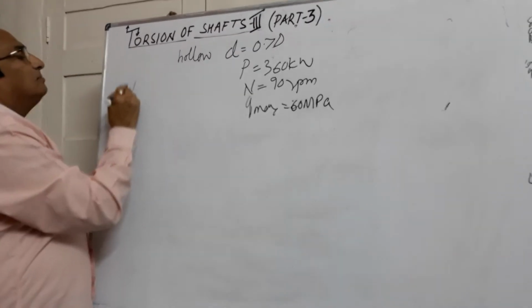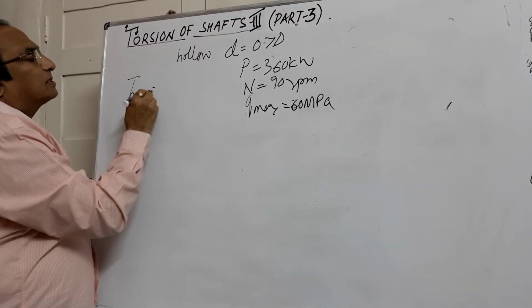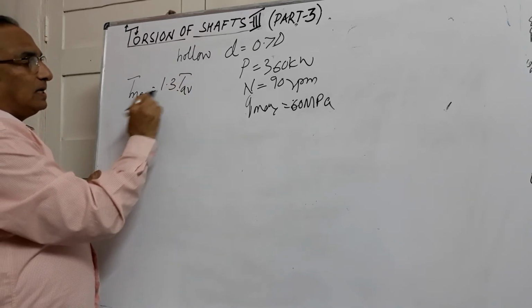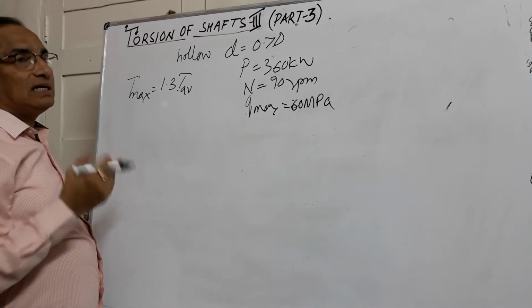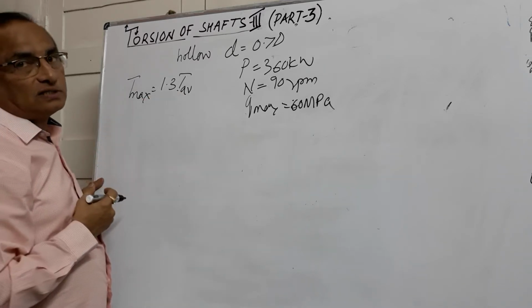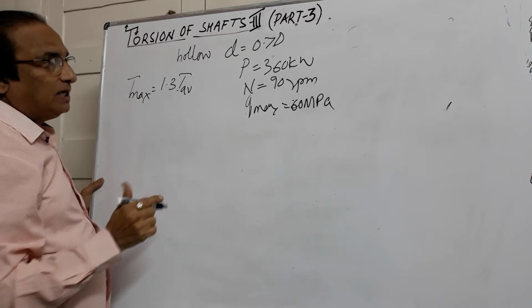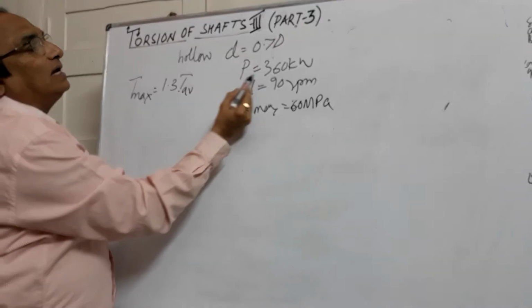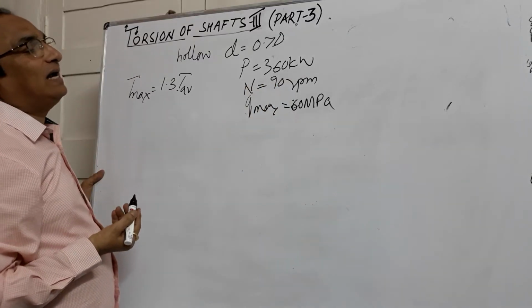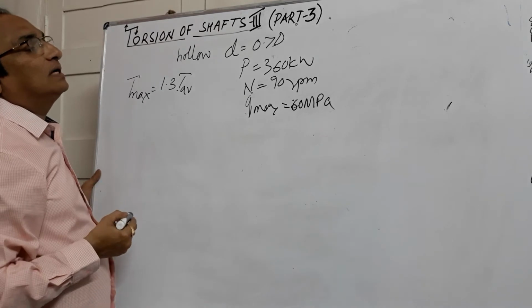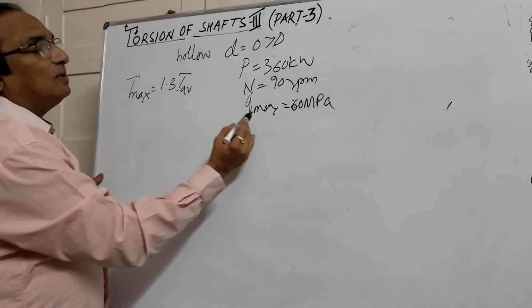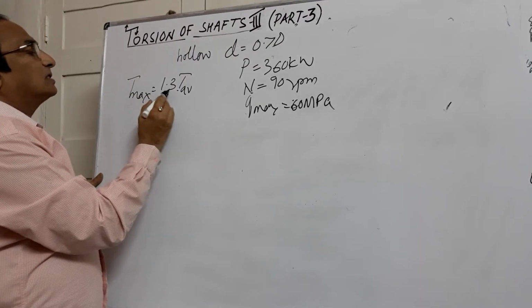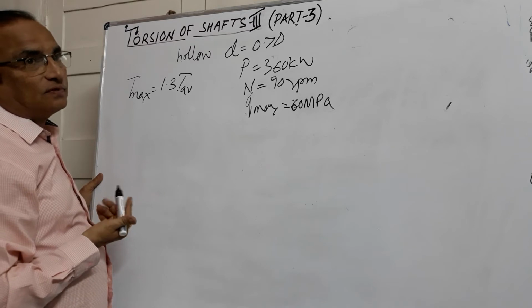and the maximum torque is 1.3 times the average torque. So you will have to be careful about it. So the maximum torque that it can attain is 30% more than the average torque. So here you are required to find out the diameter of a hollow shaft. For a shaft carrying a power of 360 kilowatts, rotating at a speed of 90 revolutions per minute, the maximum permissible shear stress is 60 MPa, and the maximum torque is 30% in excess of the average torque.